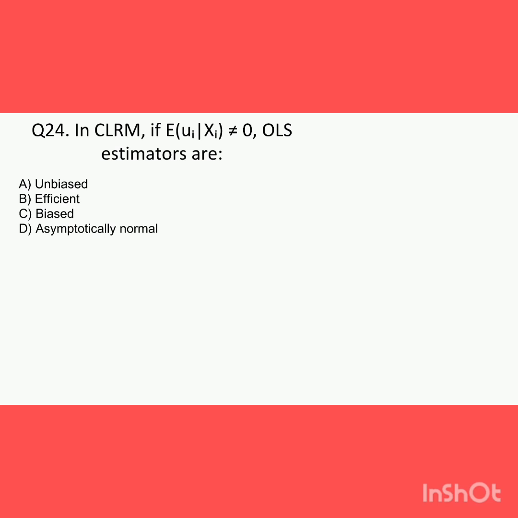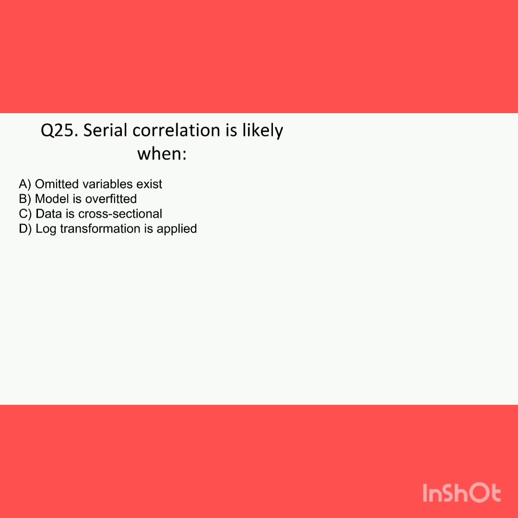Now our next question is question number 25. And this is the last question of this video. Serial correlation is likely when option A, omitted variable exists. Option B, model is overfitted. Option C, data is cross-sectional. And option D, log transformation is applied.